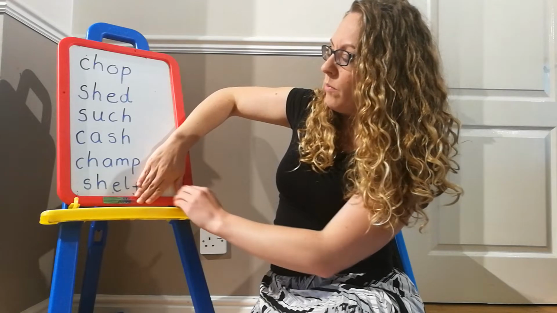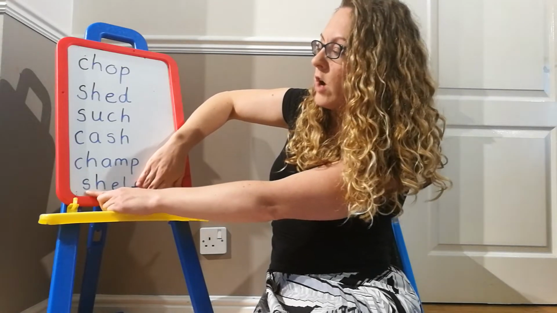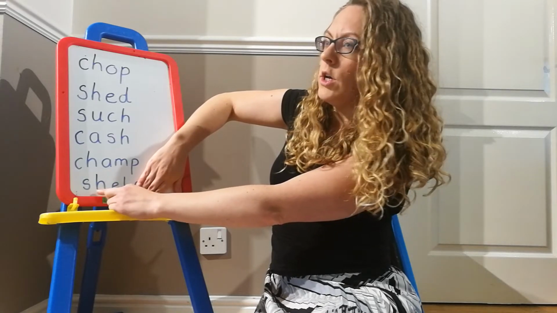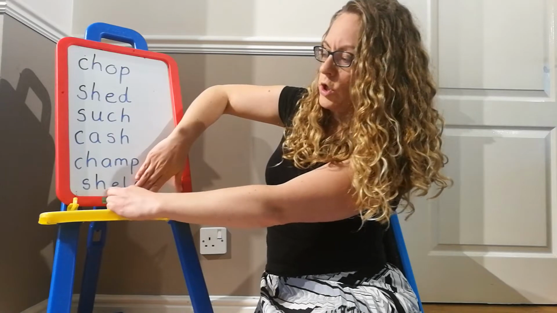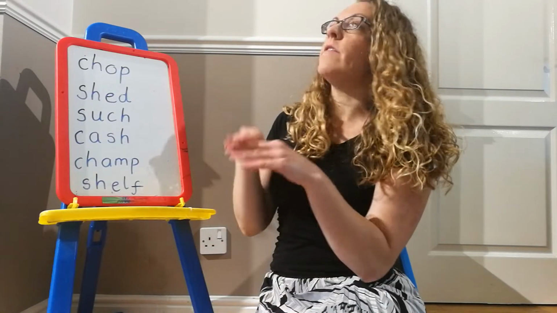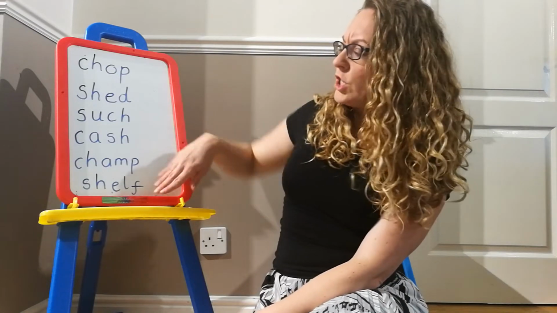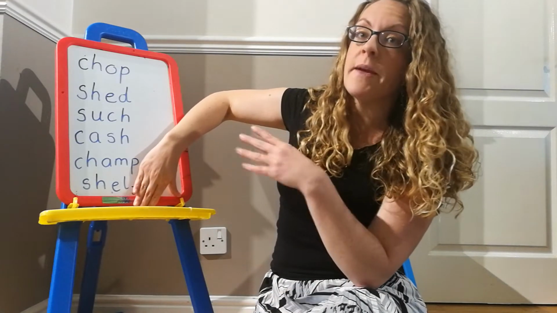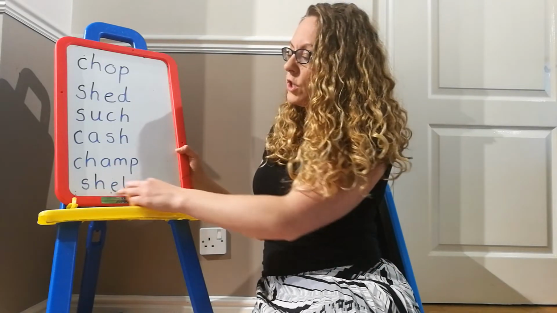So we're going to start this one first. We've got the digraph here. S and h, and it makes the sh sound. So we've got sh, l, shell, f, shelf. You put things on the shelf. And when we actually write the word shell, like a shell that we find on the beach, it's actually got 2 L's on the end. It's a digraph L. We've got shelf.